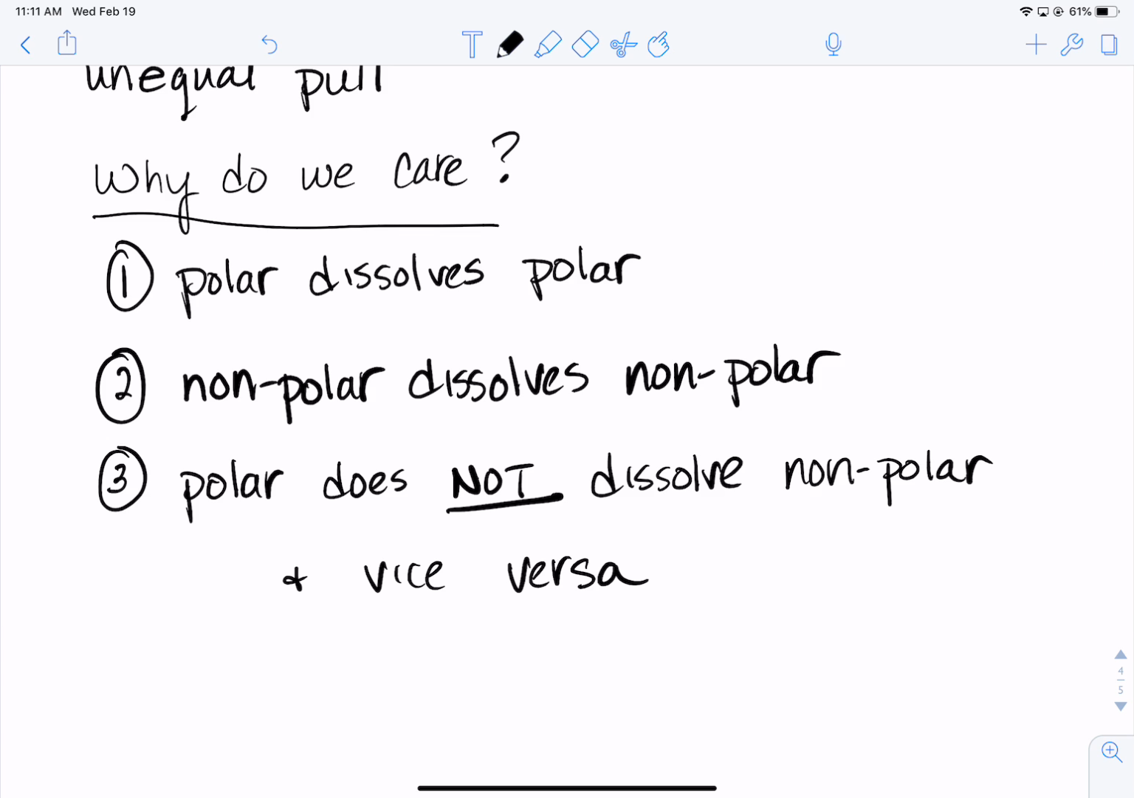Why is this so important that polar dissolves polar, nonpolar dissolves nonpolar? It's like dissolves like. So if you can remember that, like dissolves like. This is critical for cellular function. Our cell membrane has polar sections and nonpolar sections by design. The body has designed it that way to allow certain things in and out.